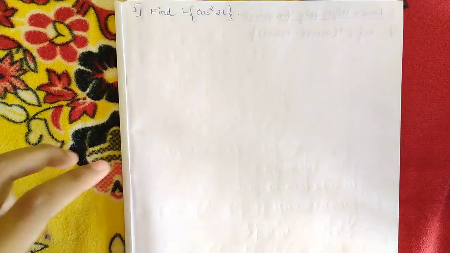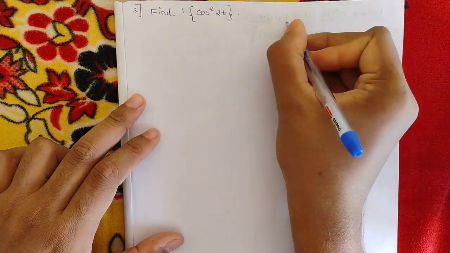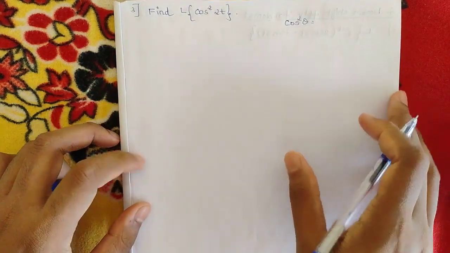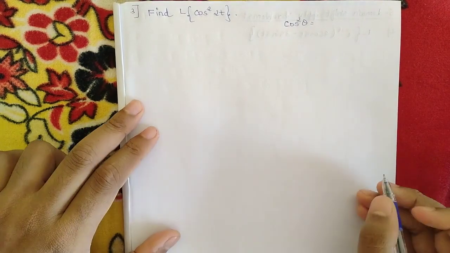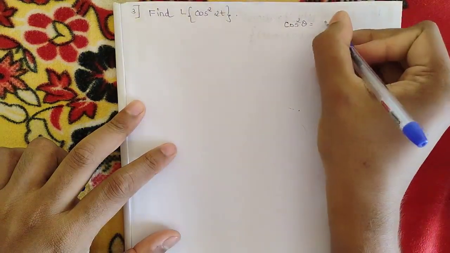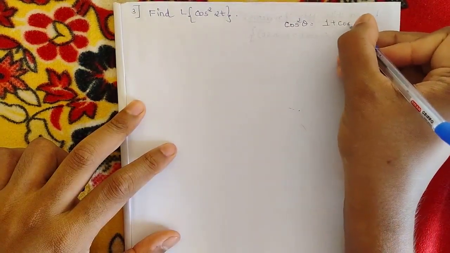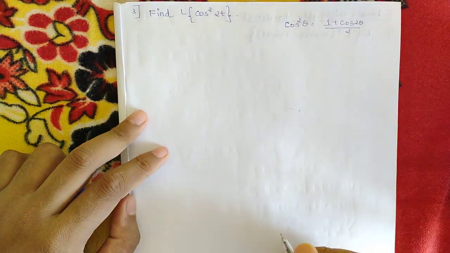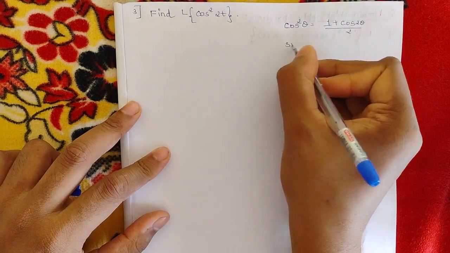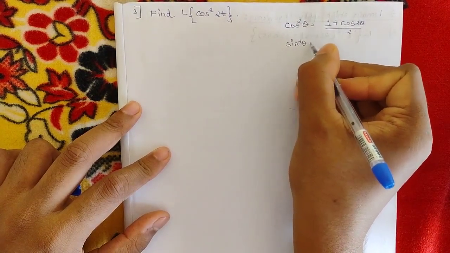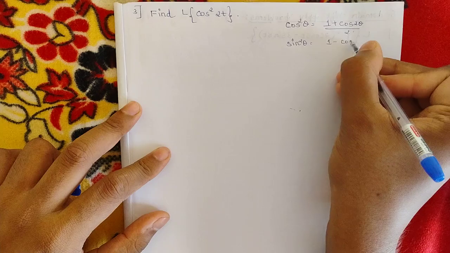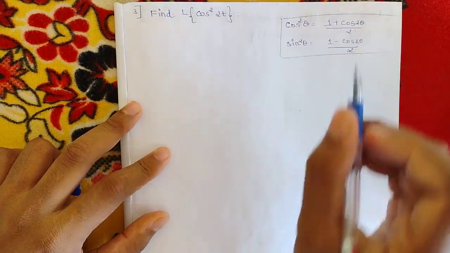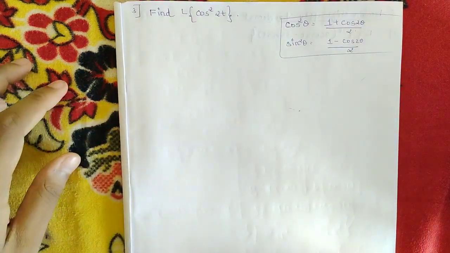Okay, so here again this is of the form cos square theta. And according to one trigonometric identity, cos square theta is given by 1 plus cos 2 theta divided by 2. And just in case you don't know, sine square theta is given by 1 minus cos 2 theta by 2. I have written these two formulas. We should be knowing these trigonometric identities.